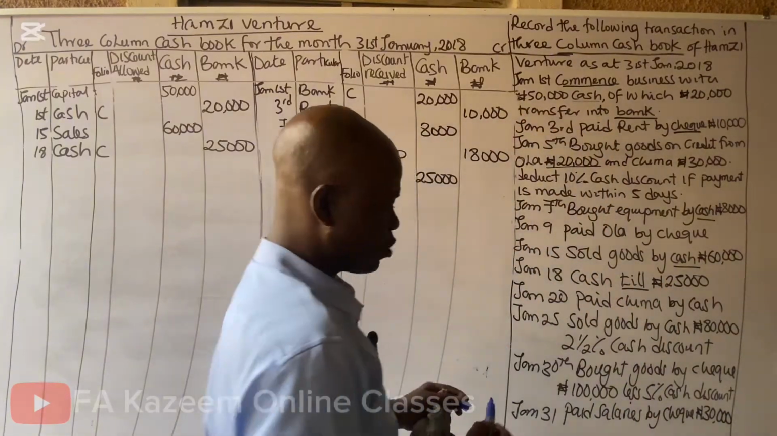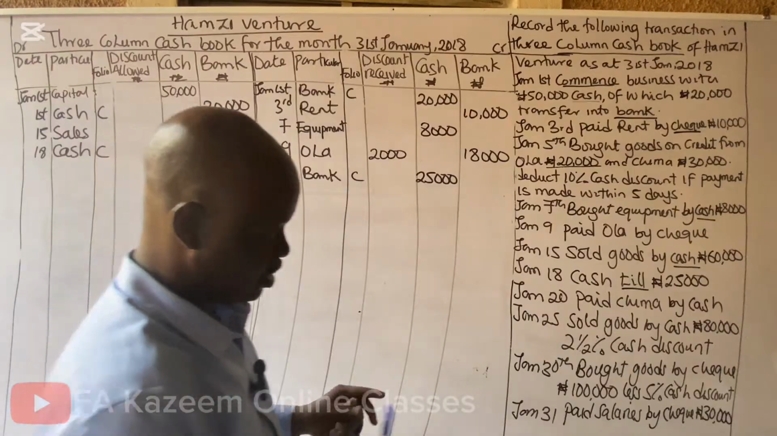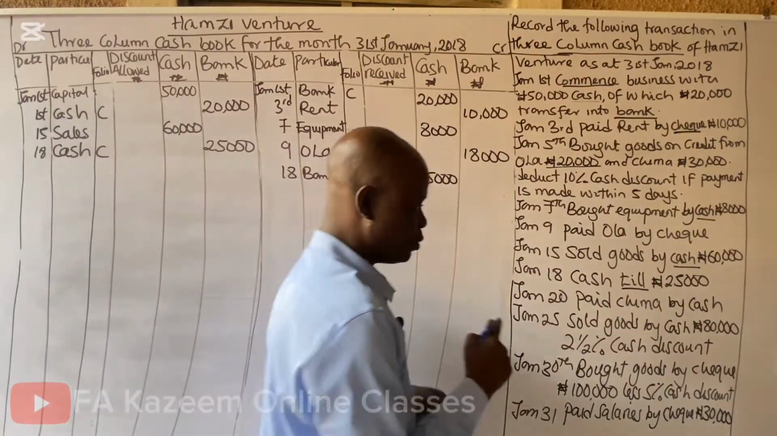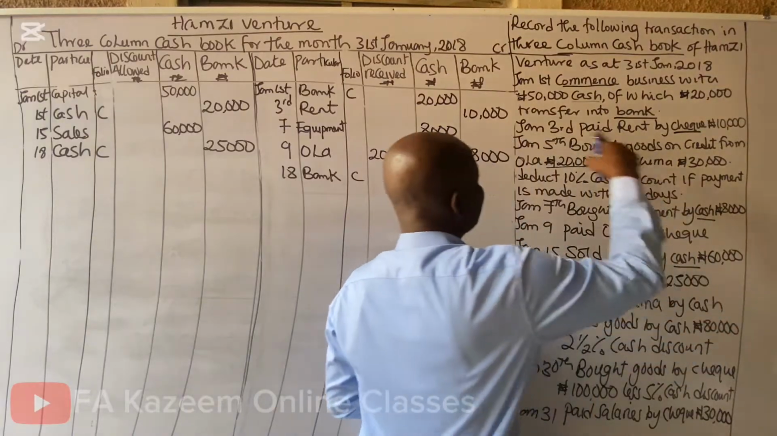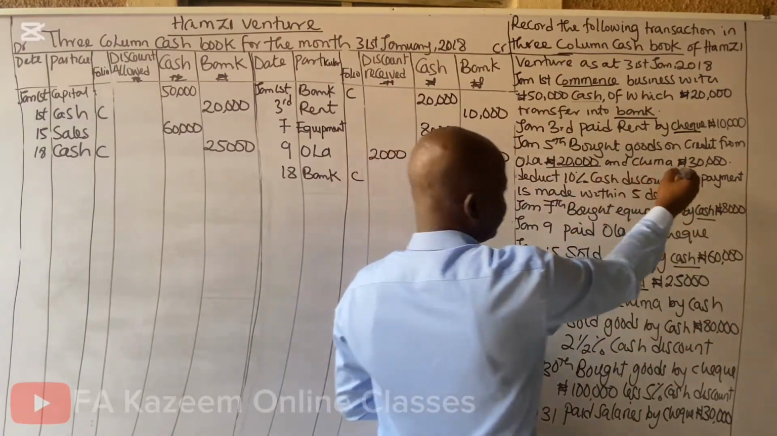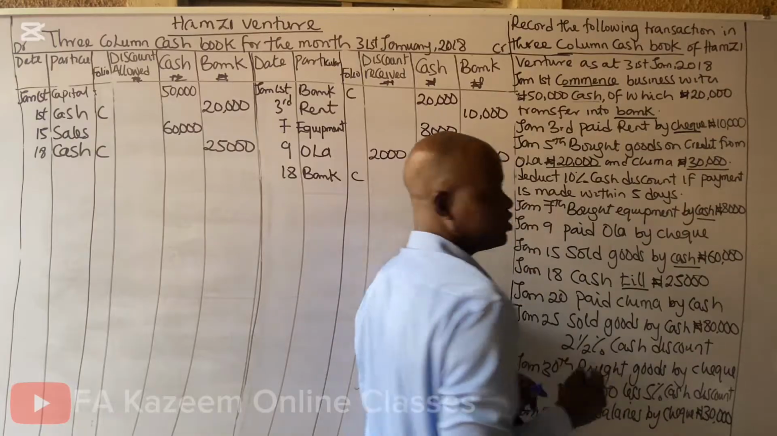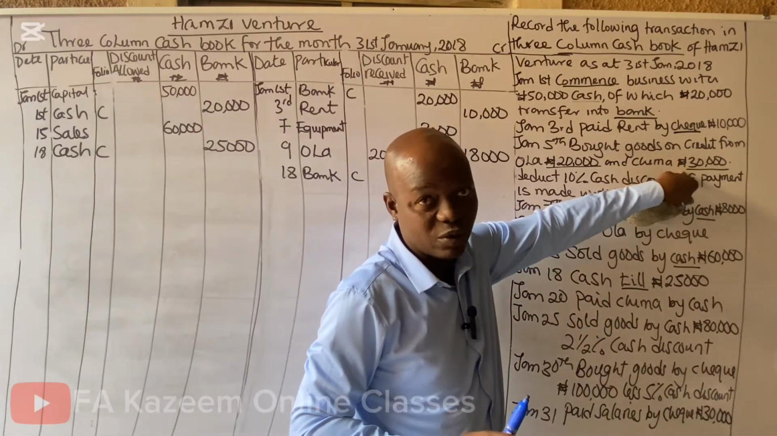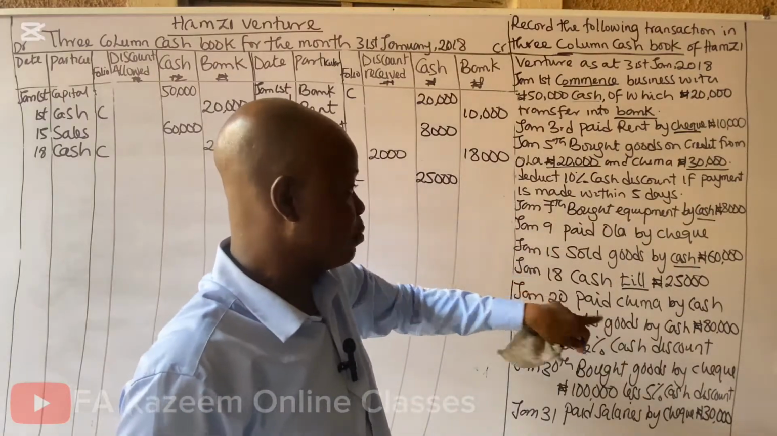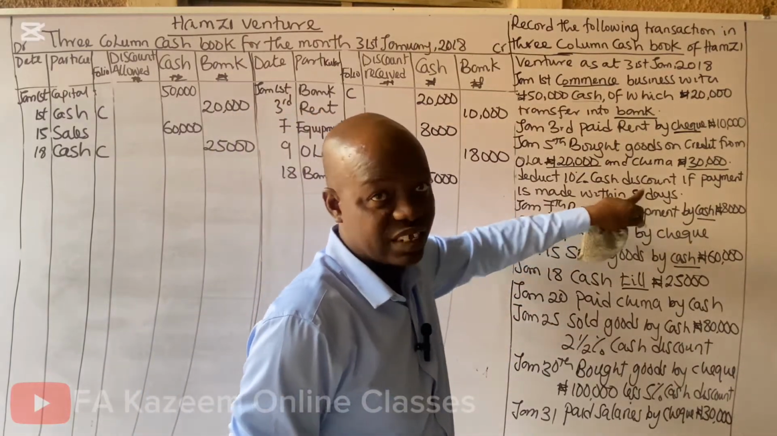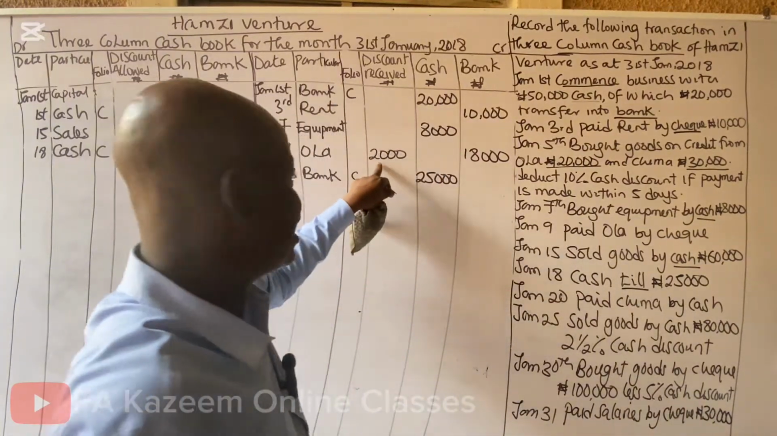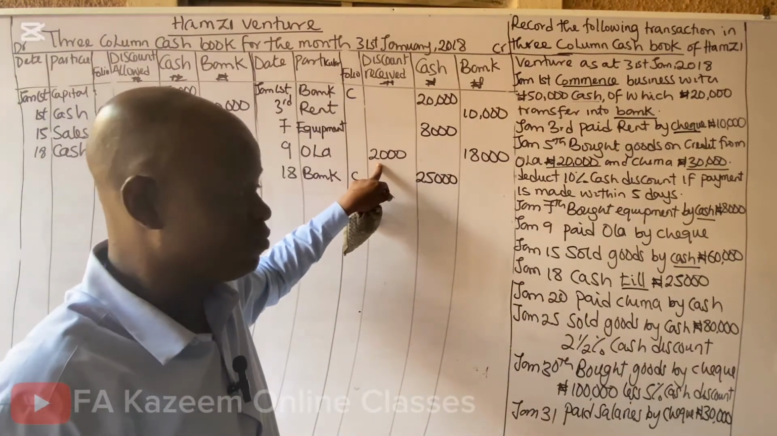On the 20th, let's look at it. Paid Chima by cash. Who is Chima? Money is not there. Chima still refers to January 5th. This Chima here. Paid Chima. They bought goods of 30,000 naira from Chima on credit. It was not recorded, but payment is to be recorded. But they said if they paid within 5 days, they will enjoy a discount of 10%. When they paid Ola within 5 days, they enjoyed a discount of 10% of 2,000.